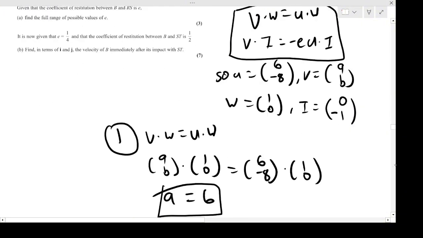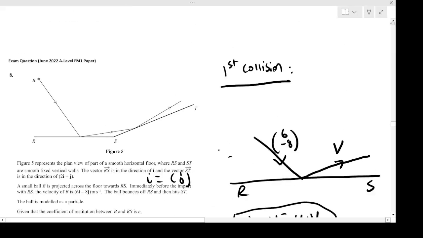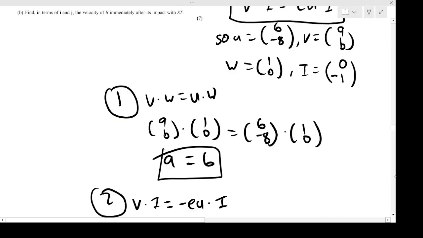So that's all I can really deduce. I've worked out my velocity vector. It's the only thing I can do, so I can only use the two equations. How on earth from that am I going to deduce what E can be? Okay, this is where it's a bit tricky to realise. It might have stumped a few students.